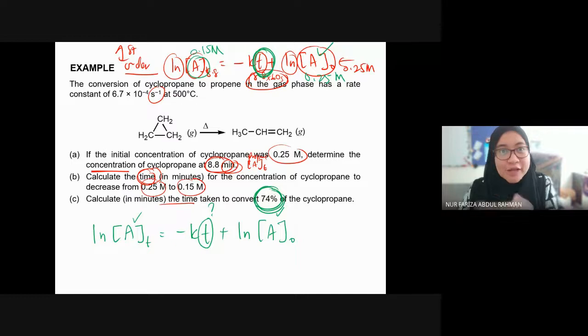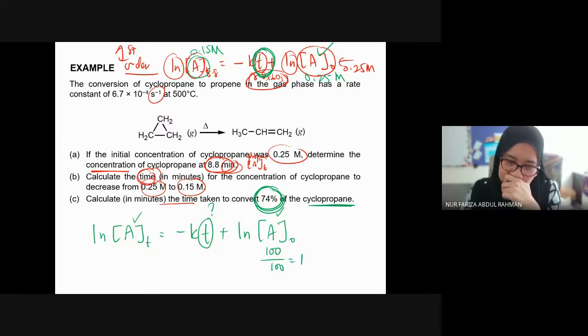Okay? So what is actually left? It wants to convert 74%. So by right, at t time, how much is left? How much cyclopropane is left? So initially, how much? Initially it should be 100%. Right? 100 over 100 will be 1. Okay, so at t time, like I said, what is left. So that means 100 minus 74%. How much? 26%, right? Divided by 100. So you will get 0.26.